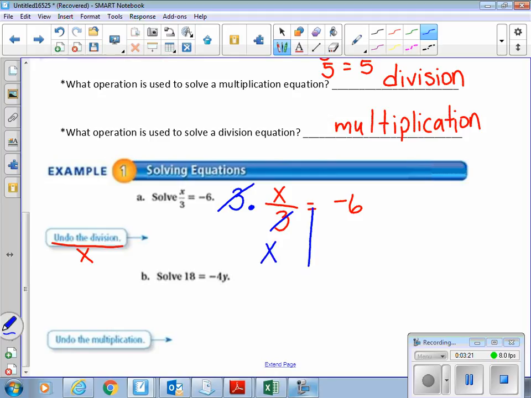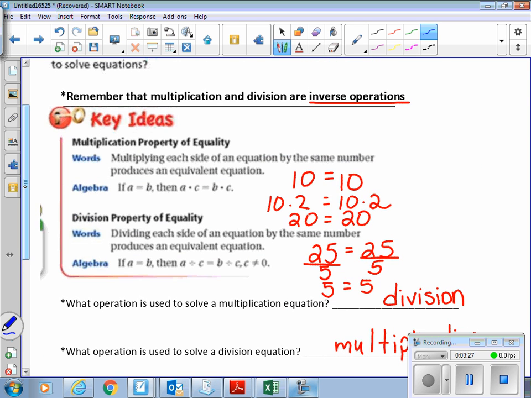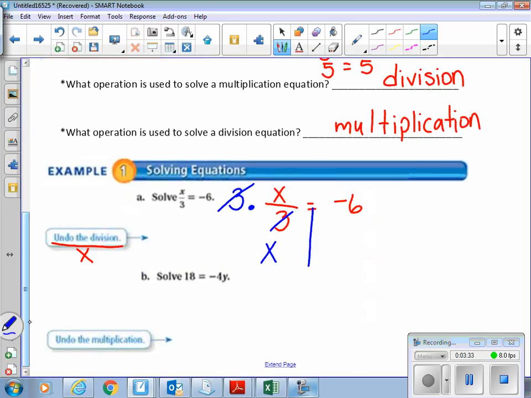And what you do to one side of the equation, you must do to the other. That's what those properties up here were saying. If I multiply one side of the equation by 3, I need to multiply the other side of the equation by 3 as well to keep it equal. Negative 6 times 3 are integer rules. A negative times a positive is a negative, and 6 times 3 is 18. So my answer would be that x is equal to negative 18.